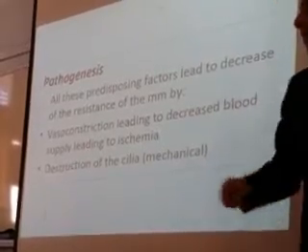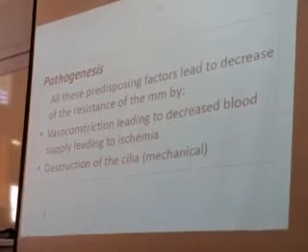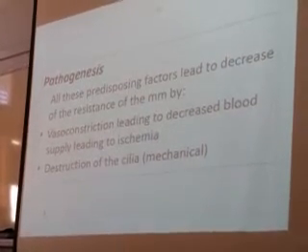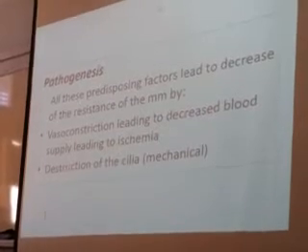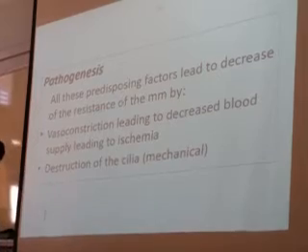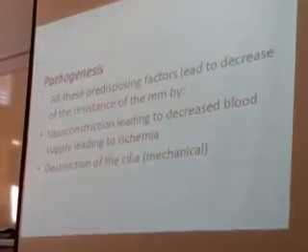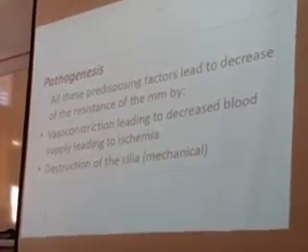And also, because of mechanical effects of dust and other things, there can be damage to the cilia, which are already there. So there will be decreased mucociliary clearance. Both these factors, the ischemia and destruction of the cilia, will predispose the person to infections. And what are the infections? It can be viral, it can be bacterial, or sometimes there can be allergies also.